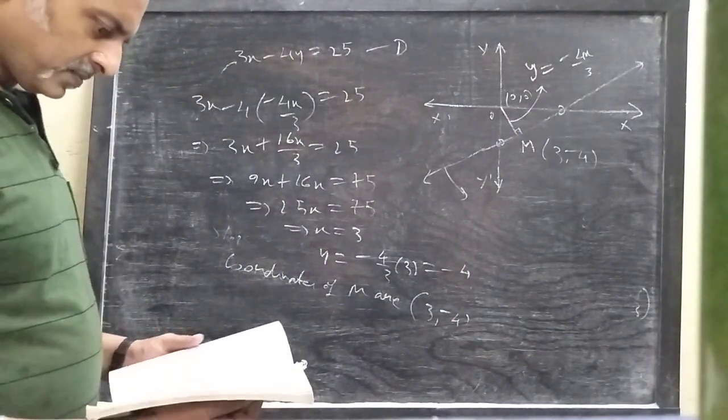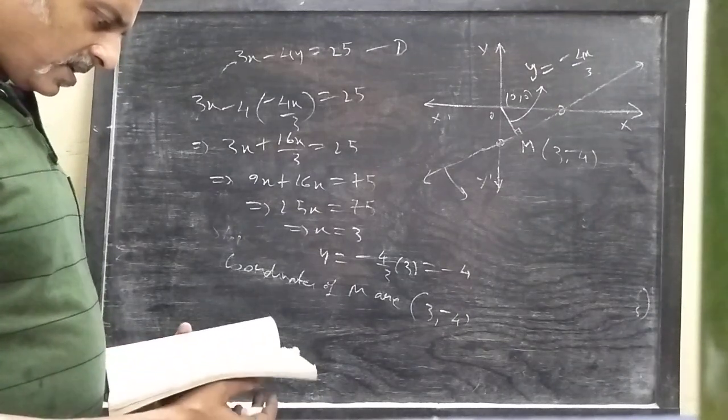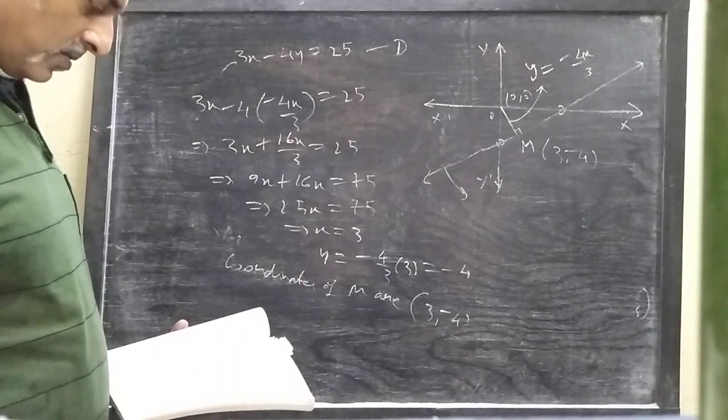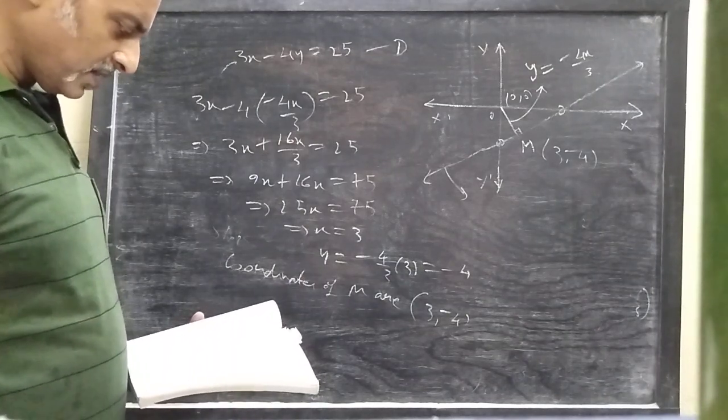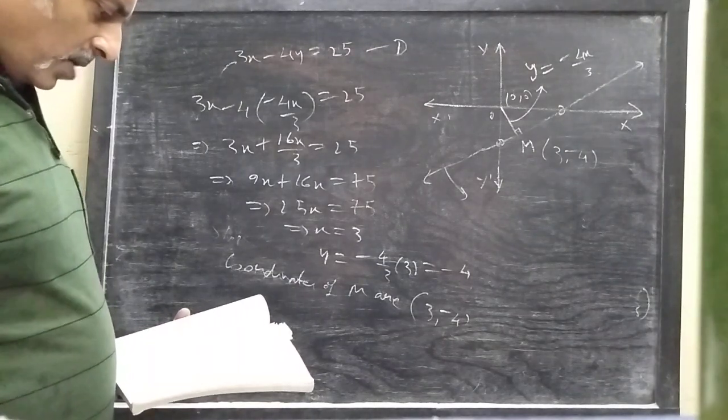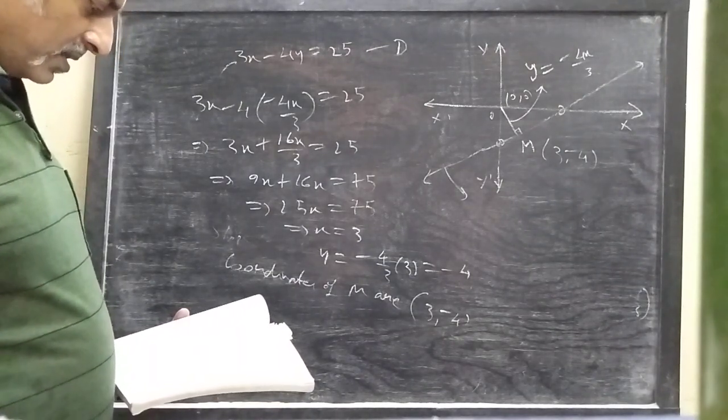Next question. The equations of the perpendicular bisectors of the sides AB and AC of triangle ABC are these. If the point A is this, find the equation of the side BC.